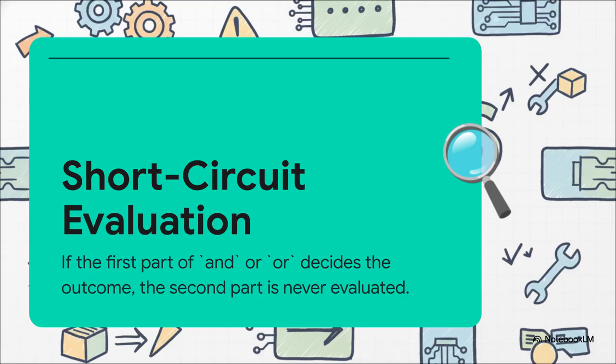It's called short-circuiting. If you have an and statement and the first part is false, well, Pine already knows the whole thing has to be false, right? So it just stops. It doesn't even bother looking at the second part. It's efficient, but it has a dangerous side effect.